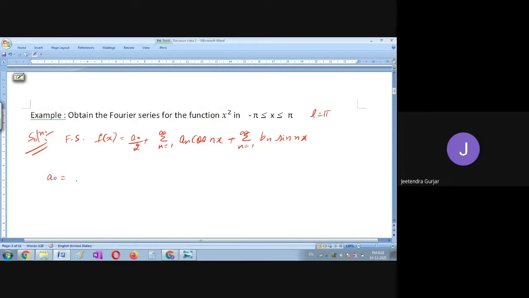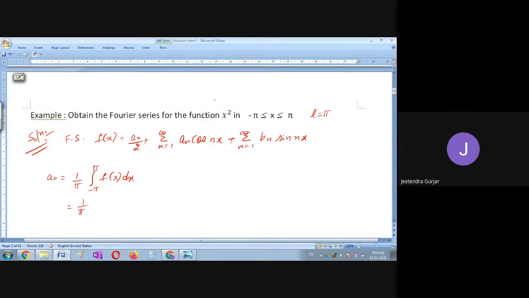A naught is equal to, students, please remember, this is 1 upon pi integral minus pi to pi f of x dx. That's it. This is the one formula to remember. Then just substitute the formula and do the simple integration. So this is equal to 1 upon pi. Here you can see, just substitute the function here.